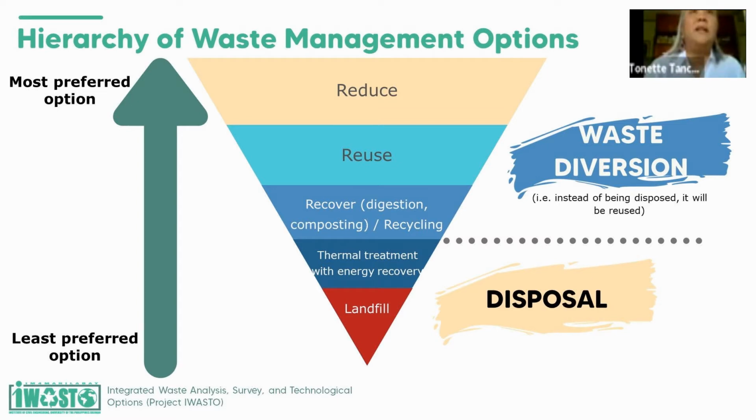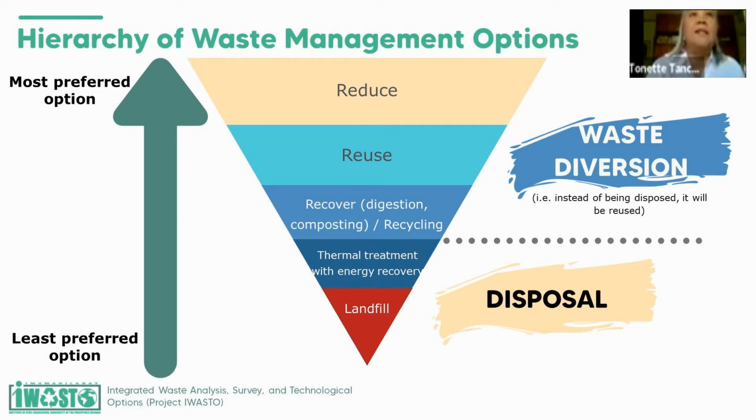So how do we deal with it? We'd like to use the hierarchy of waste management options, wherein we'd like to prioritize those that divert waste from being disposed. These are the preferred options. Of course, we start with reducing waste, meaning we consume less, so we generate less, or we reuse our materials so that we lessen the amount of waste that we generate. And then we try to recover whatever is there by recovering the nutrients or recycling, in the case of plastics.